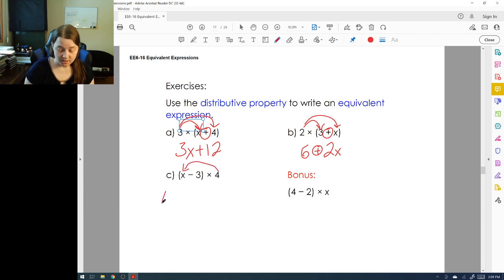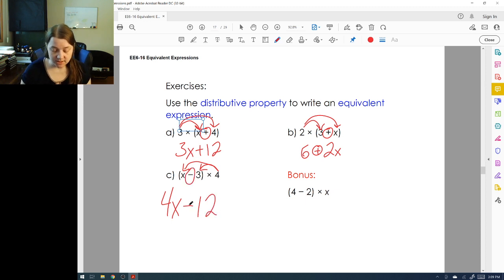4 times x, 4x. 4 times 3 is 12. We've got that subtraction sign in there. So we're going to put that subtraction sign down there. And for our final one, now we're going to multiply x into everything. X times 4 is 4x. X times 2 is 2x. We have a subtraction sign in there, so that's what we're going to put.